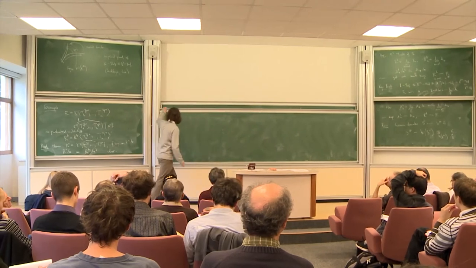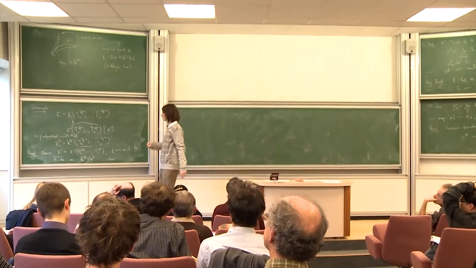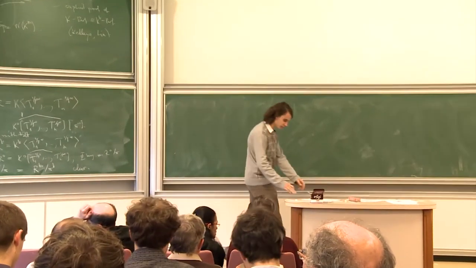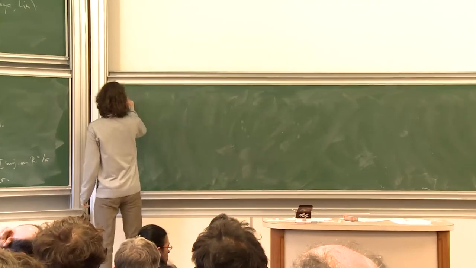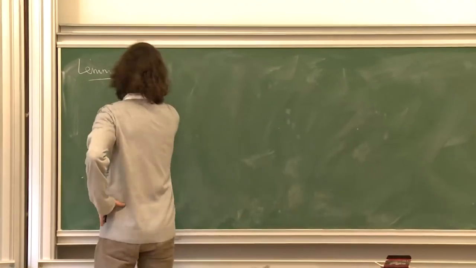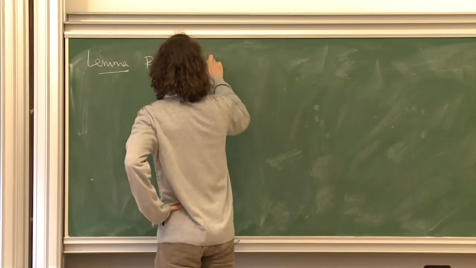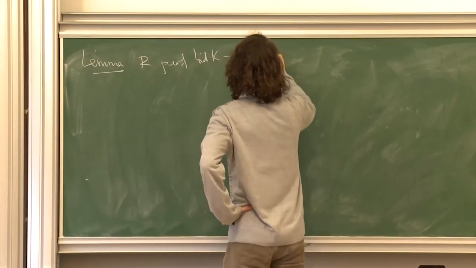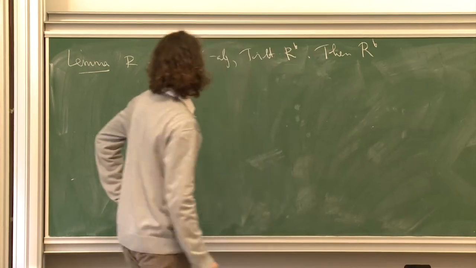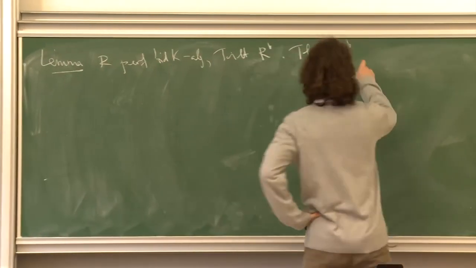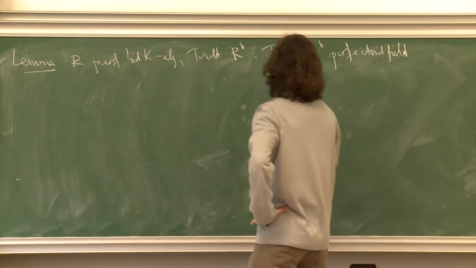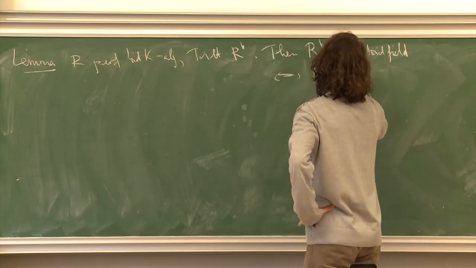And finally, we want to use all of this stuff to prove this equivalence of Galois groups on the two sides. So we need to prove something about fields again, and that's the following lemma. If R is a perfectoid K-algebra with tilt R flat, then R flat is a topological algebra, and it makes sense to ask whether it's a perfectoid field. And that's precisely the case when R is a perfectoid field.